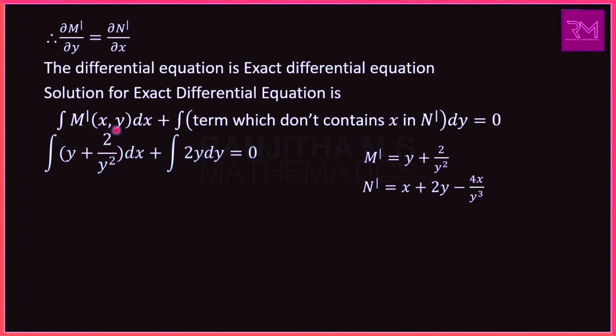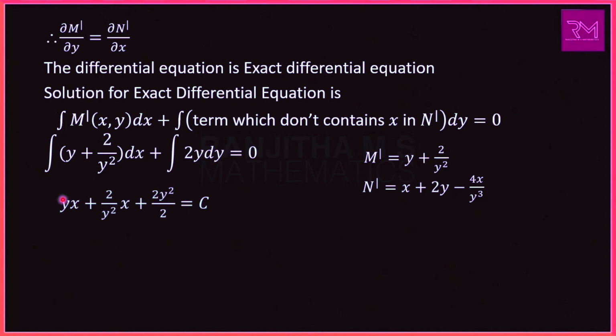Here integral of M dash of x comma y dx is y plus 2 by y square into dx plus terms which do not contain x in N dash. Here N dash is this. Terms which do not contain x: here there is an x term, so neglect this value. Here no x term, so take it as 2y. Here also there is an x term, so neglect this value. The remaining is integral of 2y dy which is equal to 0.